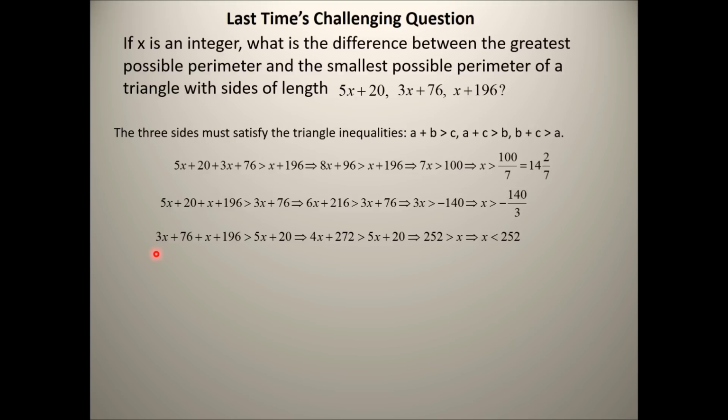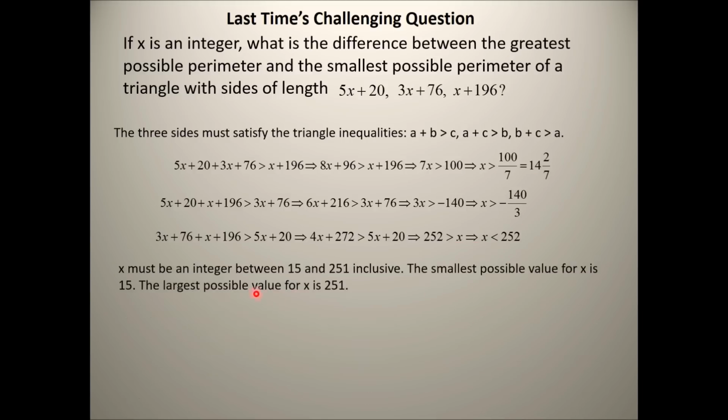So the last arrangement is 3x plus 76 plus x plus 196 is greater than 5x plus 20. You combine like terms to get 4x plus 272 is greater than 5x plus 20. Now, if you move the 4x over to this side and the 20 over to this side, we have 252 is greater than x, which is the same as x is less than 252. Now, knowing these values of x here, we know that x must be an integer between 15 and 251 inclusive. So we can include 15 and 251.